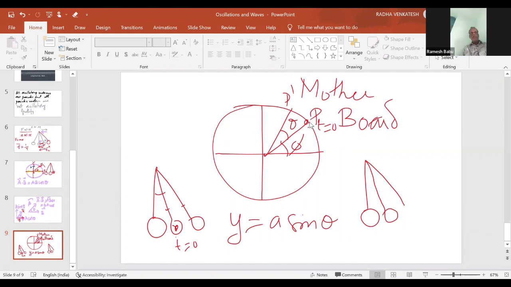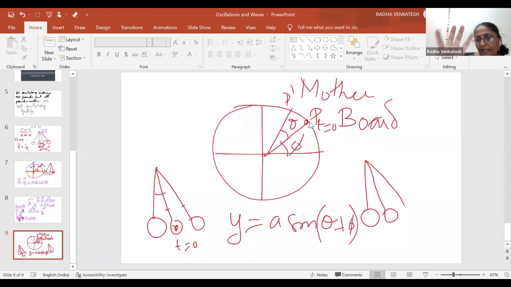So what is the total angle that it has covered from its mean position? We always measure the angle from the mean position. So will I write this as theta or theta plus phi? Kavya. Yes, a sine theta plus phi I'll write, because the angle that you write for the sine function is always the angle from the mean position. Got me? So I will write a sine theta plus phi.